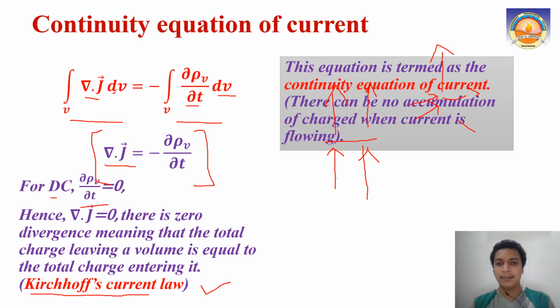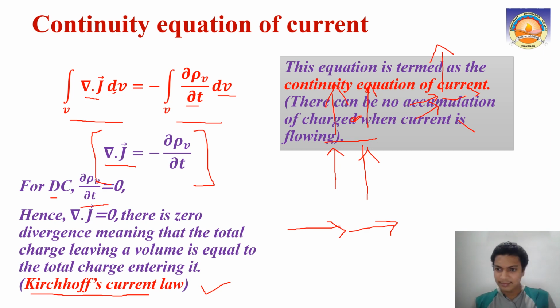Another way we can say this is that there can be no accumulation of charge when current is flowing, right? That is why I said that whatever current is coming, the same amount of charge will be leaving also. So that proves that at some particular point charge cannot accumulate. That is why we call this equation the continuity equation.